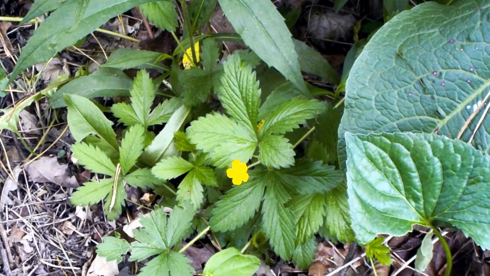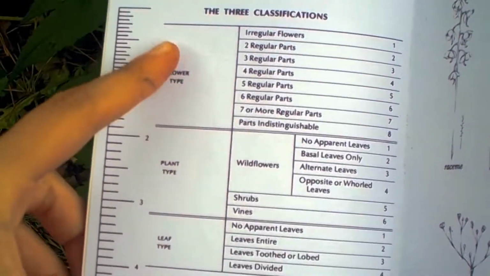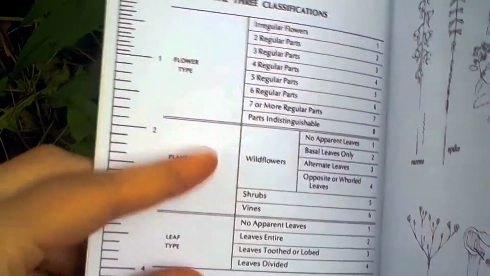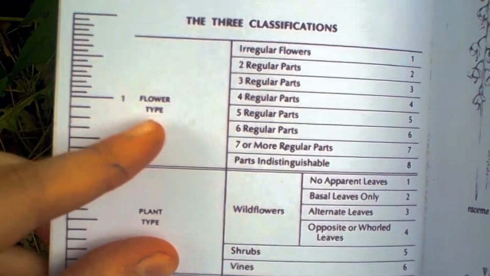Alright, so I'm going to go ahead and walk you through the identification of this flower here. So if you open up your Newcomb's guide and open it to the very first page right here, you're going to see the 3 questions we need to answer to determine where to start in our key. So the first question is flower type.